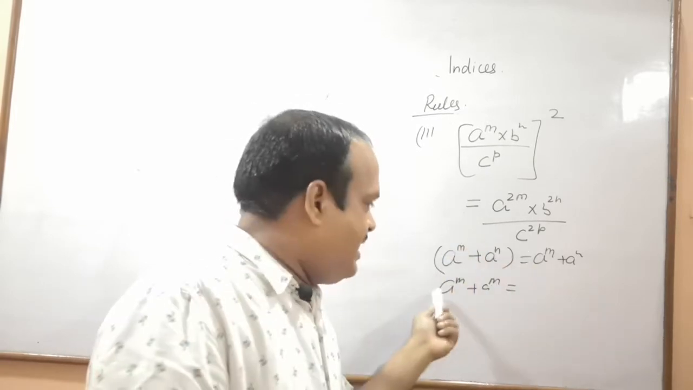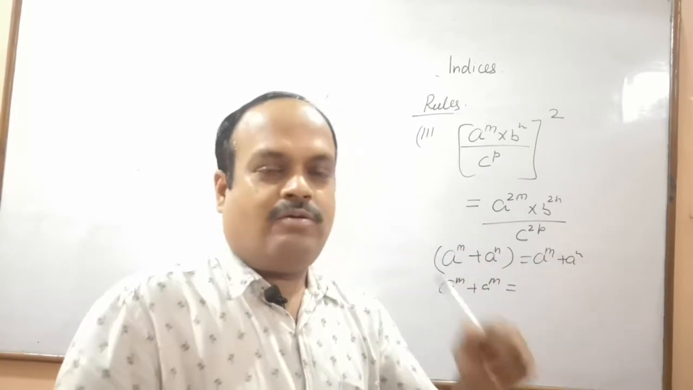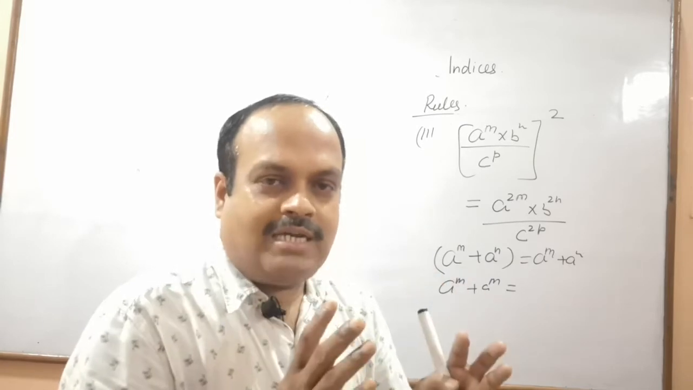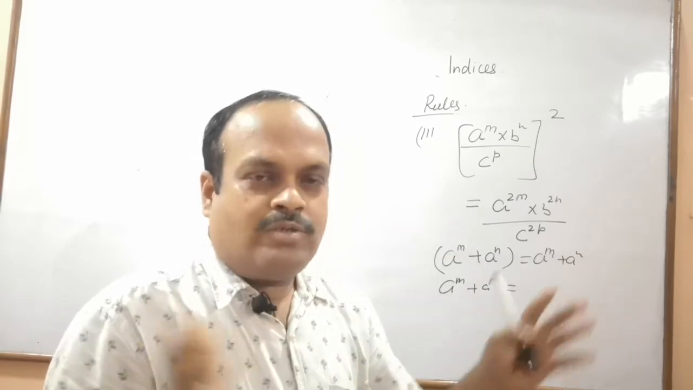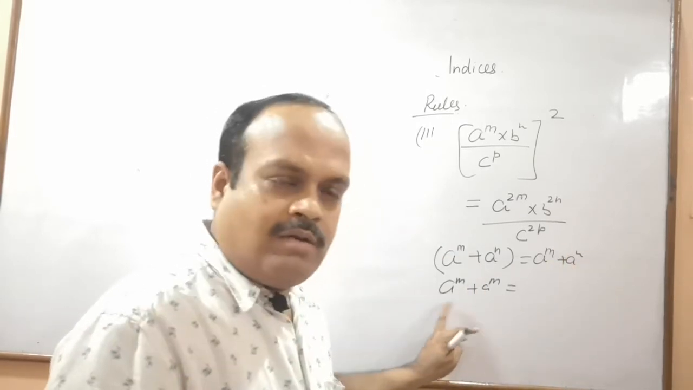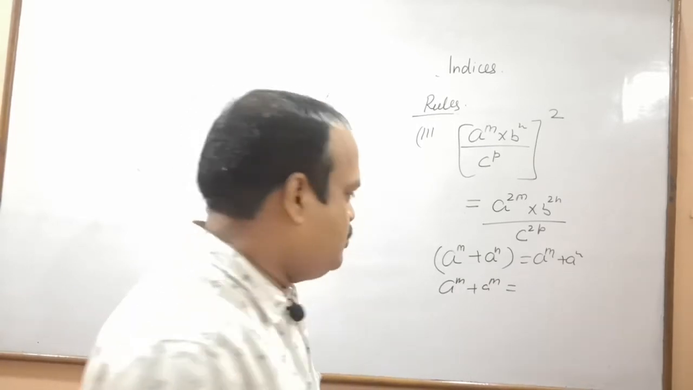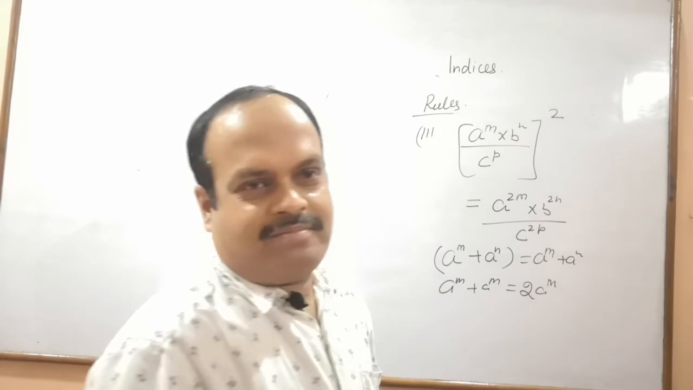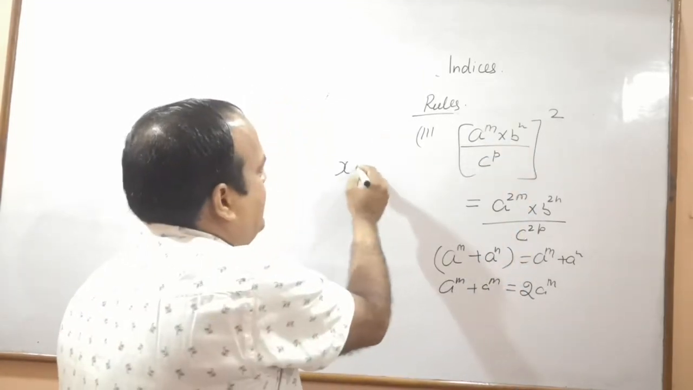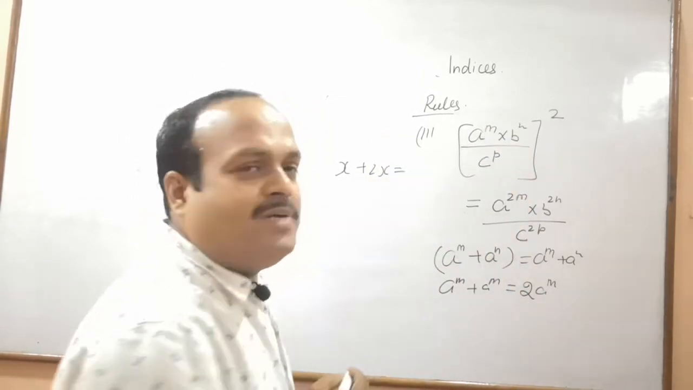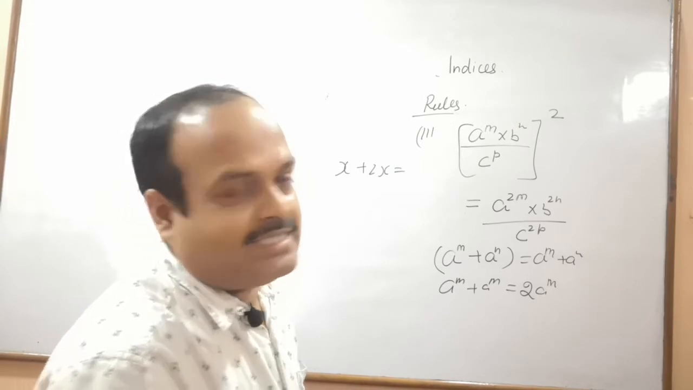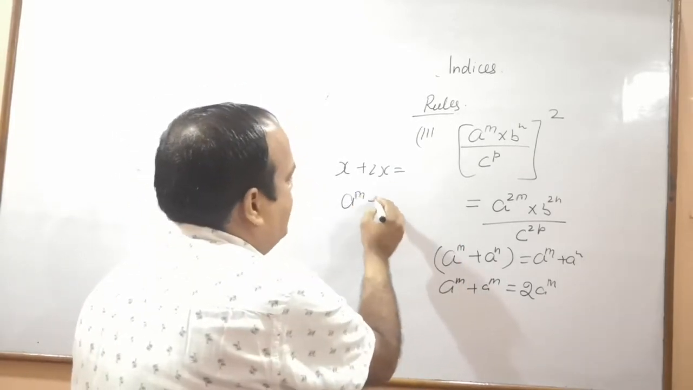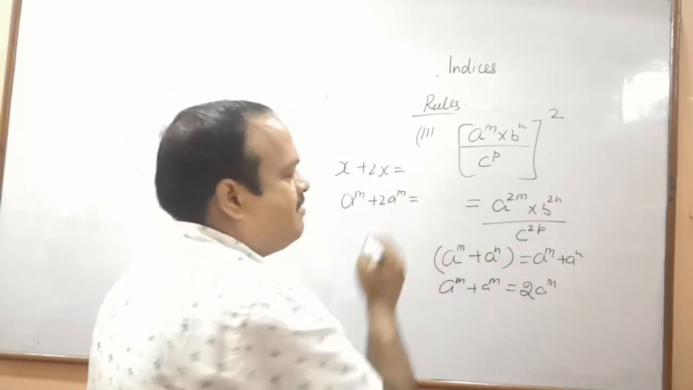If we have like terms, to add, we will see the sign. If the sign is the same, we will add 1, 1, 2. You will get 2 times a to the power m. As you do here, x plus 2x, what will you be writing? 3x. Similarly, a to the power m plus 2a to the power m, what will you be writing?